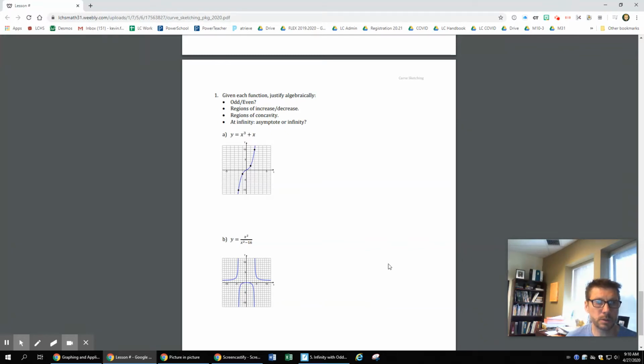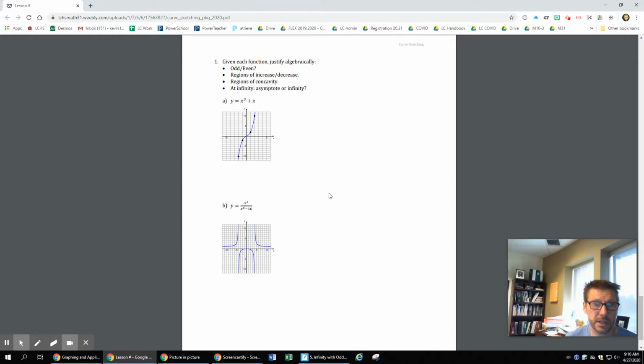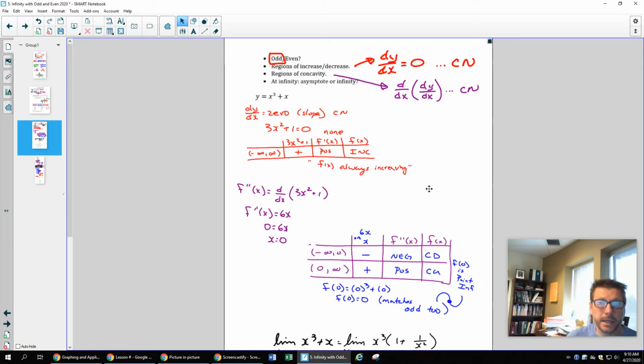Hey everyone, we are going to do the last two examples for our unit on curve sketching. So let's pull up some information here, and we want to justify all of our results with what we learned in this chapter. The last thing we talked about was an odd or even function, and this is an odd function because it's x cubed plus x to the 1. So it should have symmetry to the origin, symmetry about (0, 0).